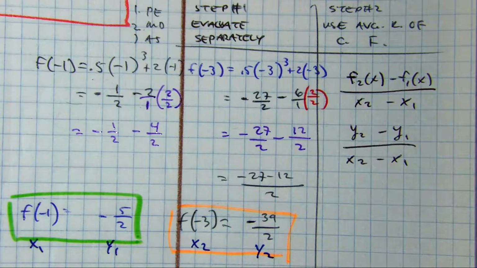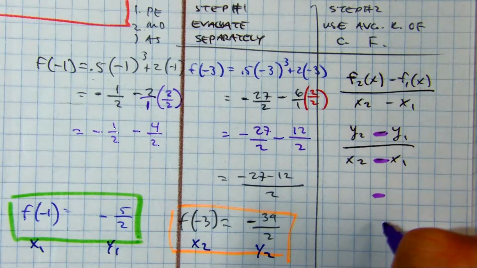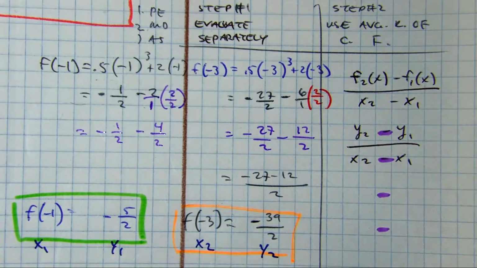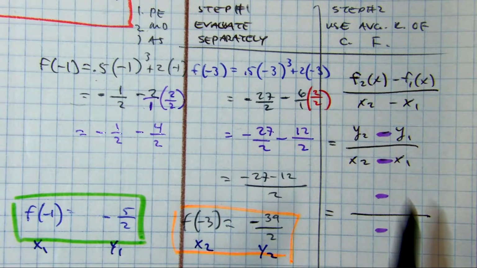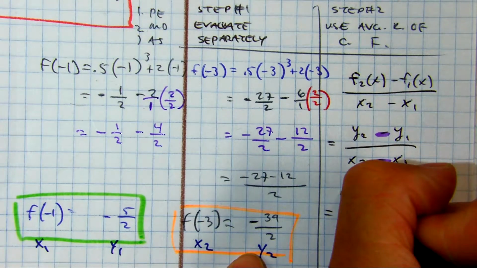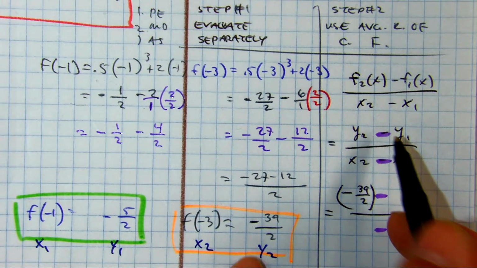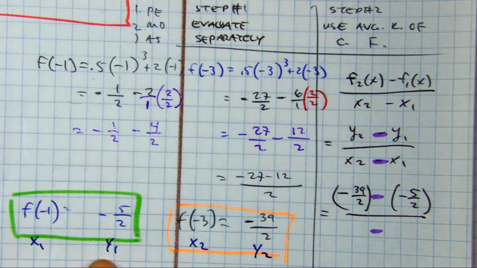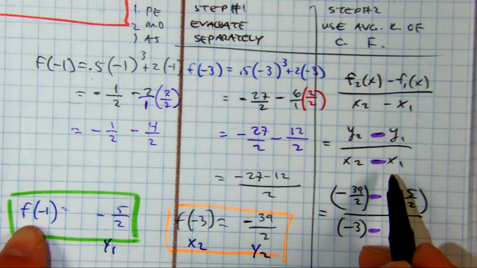And then there I can just substitute in. Let's do it together. I'm going to highlight the biggest mistakes for students. Well, the first one is not labeling your ordered pairs. The second mistake is this minus sign. Substitute into parentheses. So my y2 value is negative 39 over 2. My y1 value, negative 5/2. My x2 value is negative 3. And my x1 value is negative 1.